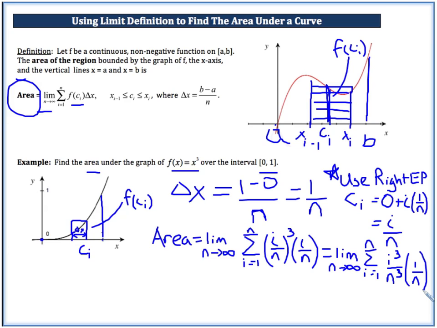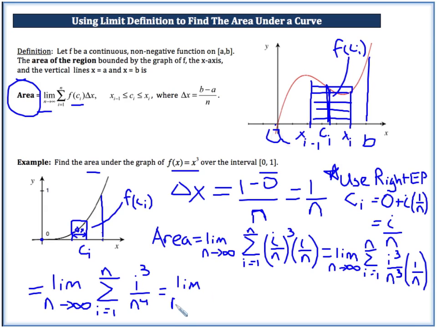And let's just bring it back over here now. So it equals the limit as n goes to infinity of the sum of i equals 1 to n, and let's go ahead and distribute that 1 over n, so we get i cubed over n to the 4th. Okay, and let's go ahead and evaluate that formula for the sum.